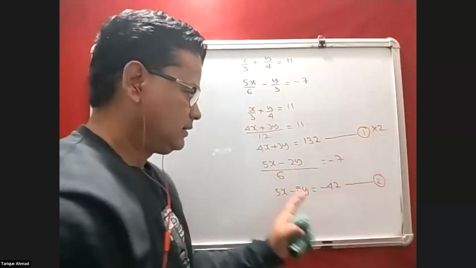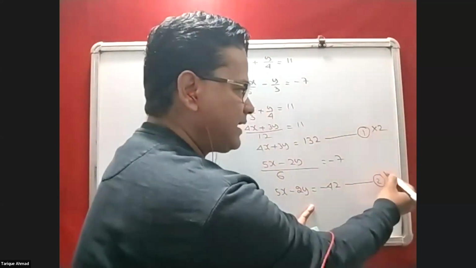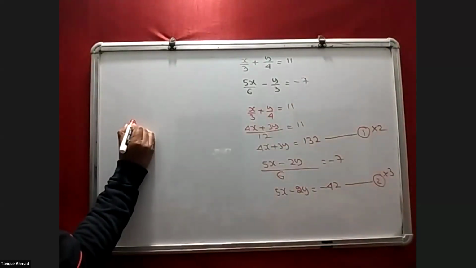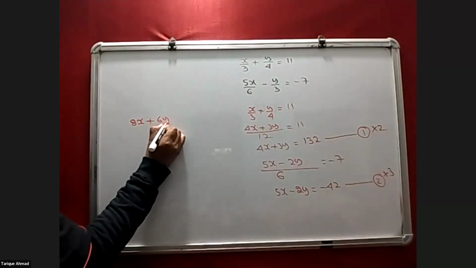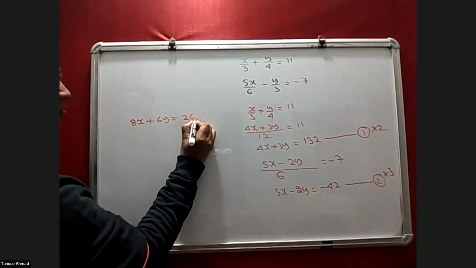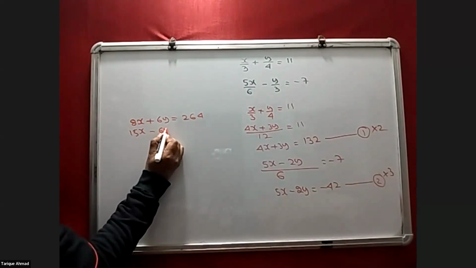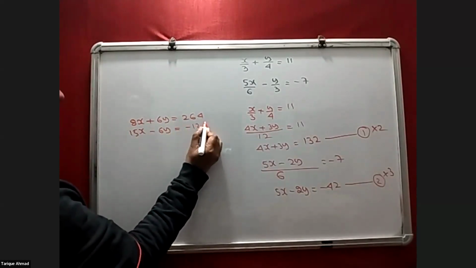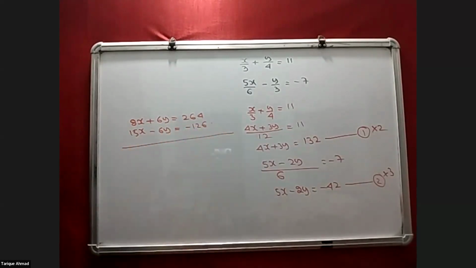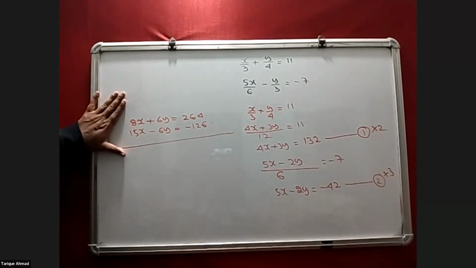Multiply by 2. And in the second one, multiply by 3. Correct. Now multiply 2 with all the terms. 8x plus 6y, 264. Then 15x minus 6y minus 126. Now, what should we do? Subtraction or addition?